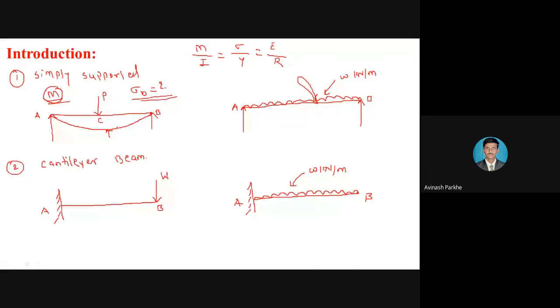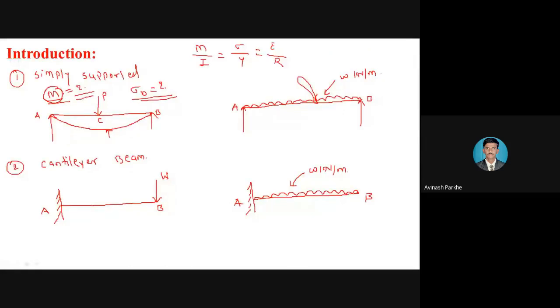The point load is applied at the center, due to which the bending is taking place in the downward direction, which is represented by this particular curve. So for this first case, this M formula will be different. If I have to calculate the bending moment capital M for the simply supported beam subjected to the point load at the center, this M formula will be different.